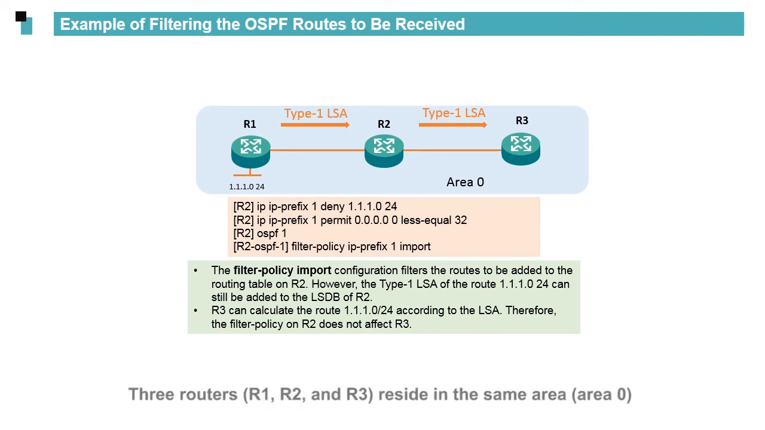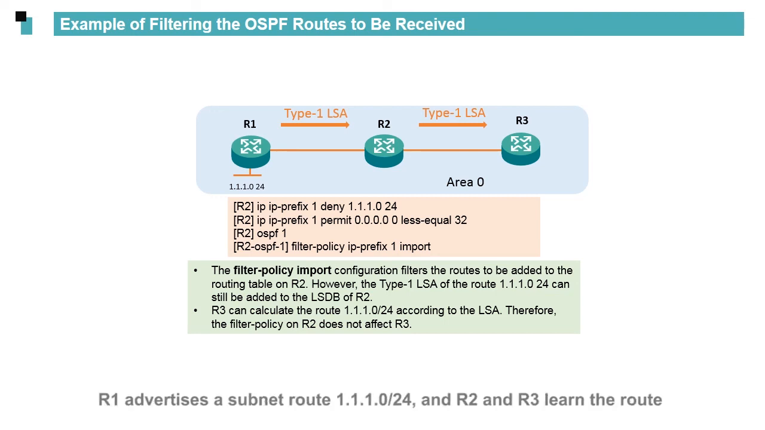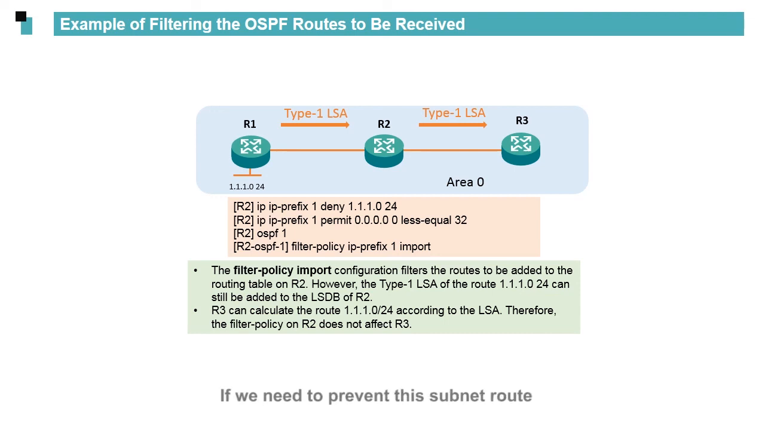Here is an example of filtering the OSPF routes to be received. Three routers, R1, R2, and R3, reside in the same area, area 0. R1 advertises a subnet route 1.1.1.0/24, and R2 and R3 learn the route. If we need to prevent this subnet route from being added to the routing table of R2, we can perform the configurations shown in this slide.